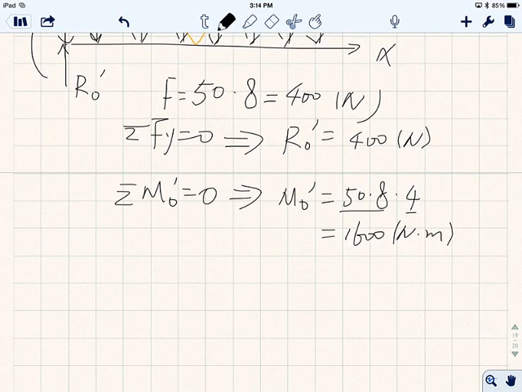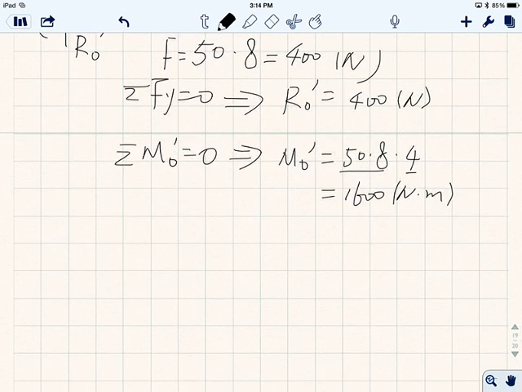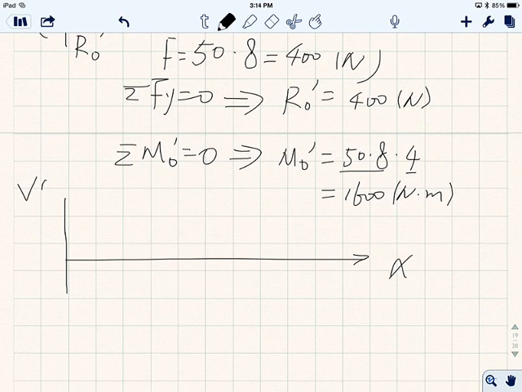Okay, so once we have that, the next thing is we can draw a free body diagram, and we can find out what's the maximum bending moment and what's the maximum internal shear force. Okay, so let's see here. First of all, shear force as a function of x.